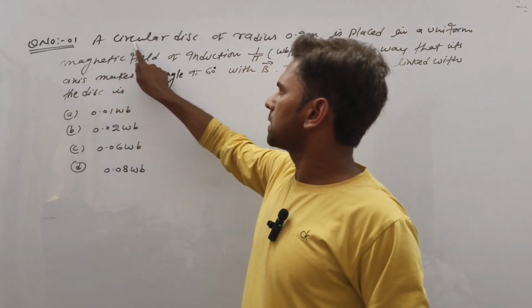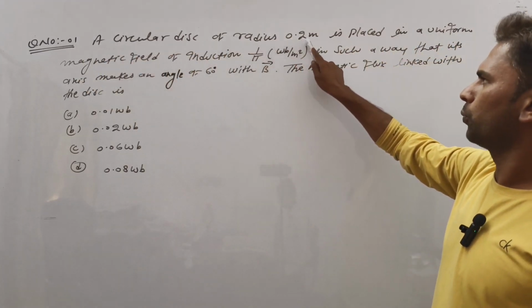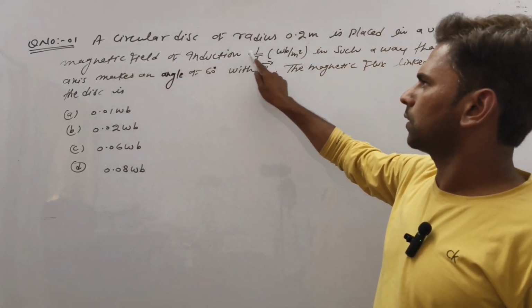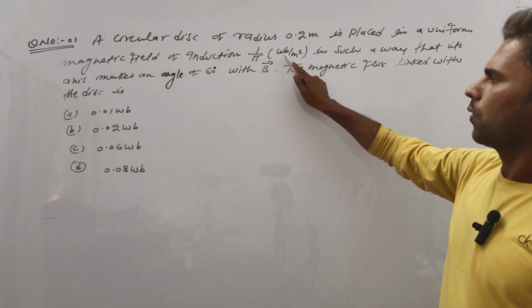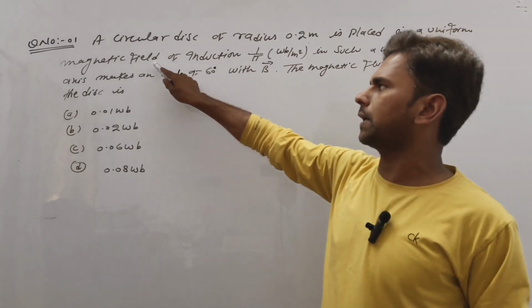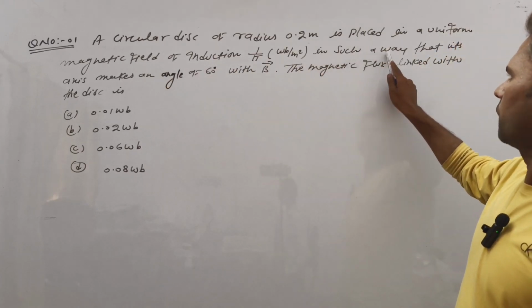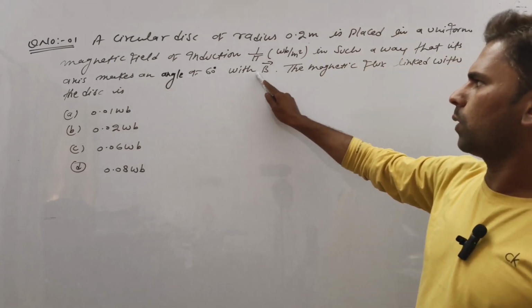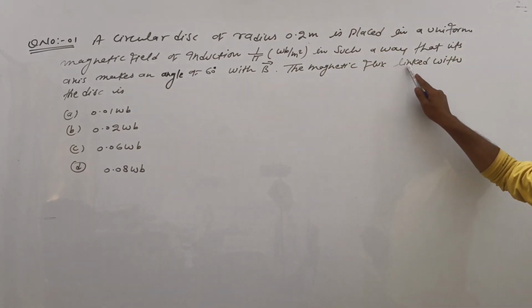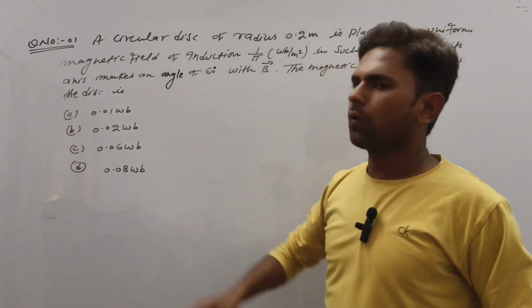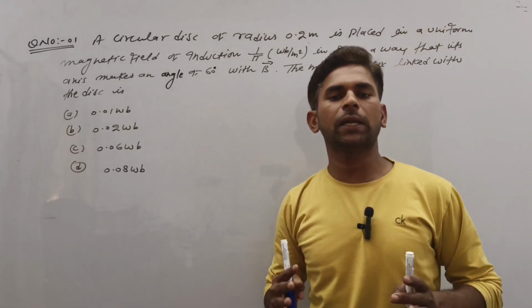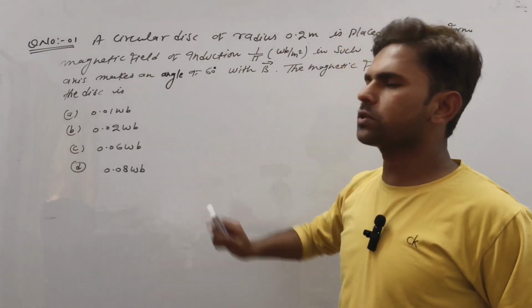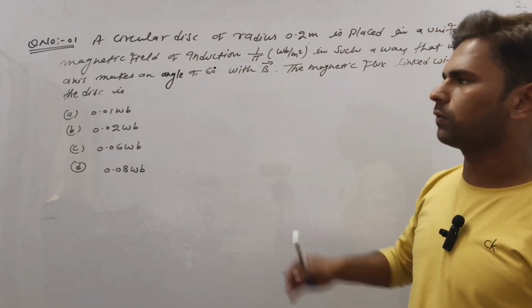Question number one. A circular disc of radius 0.2 meter is placed in a uniform magnetic field of induction 1/π Weber per meter square, in such a way that its axis makes an angle of 60 degrees with vector B. Weber per meter square is a unit of magnetic field induction. The magnetic flux linked with the disc is, what are they asking? What is the value of the magnetic flux linked with the disc? Here four options are given. Which option is correct, we will learn after solving this problem.